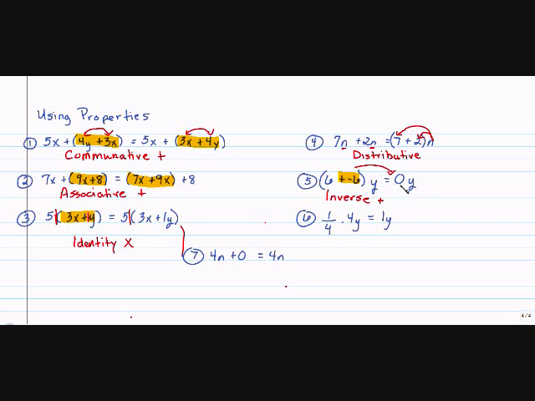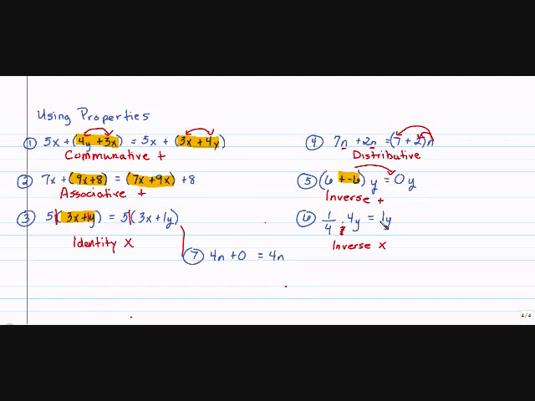Let's take a look at number 6. 1/4 times 4 equals 1. Well, when I multiply a number by its reciprocal, or flip it, through multiplication, it gives me 1. That's also called the inverse, and the operation is multiplication. Remember, the additive inverse gives me 0. The multiplicative inverse gives me 1.